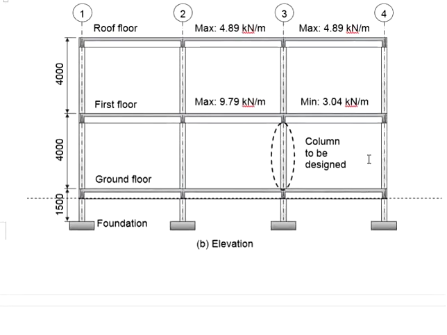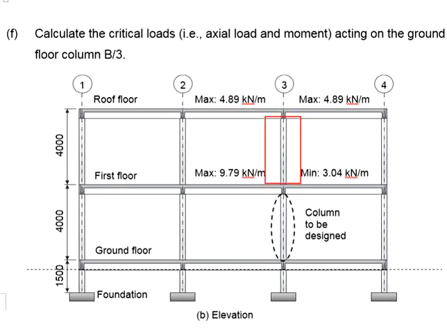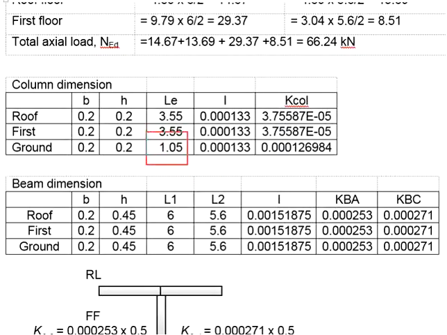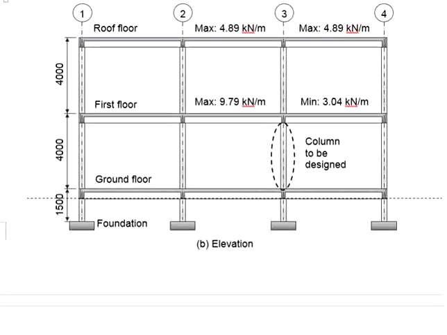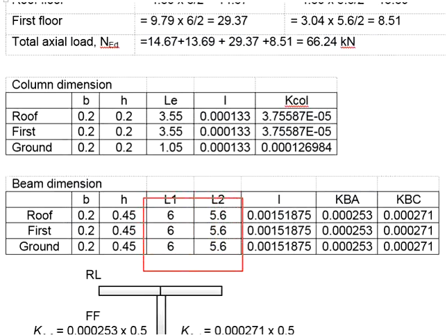You will do the same for the first floor column as well as for the stump. The effective length for the stump will be 1.5 meters minus 450. This gives you 1 meter and 0.5. As for the beam, this span is 6 meters and this span is 5.6 meters. That gives you 6 meters and 5.6 meters.